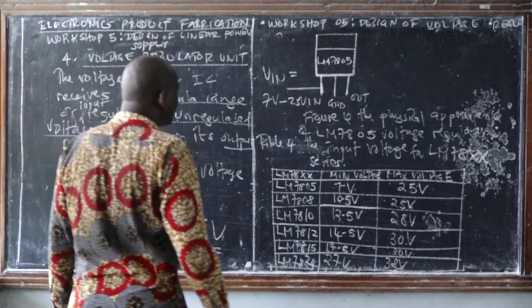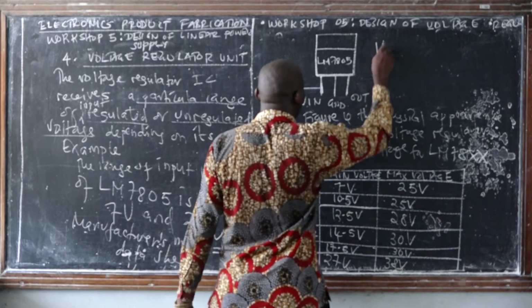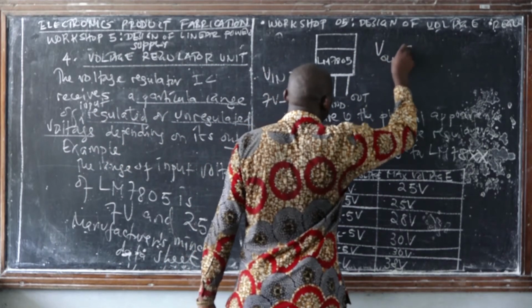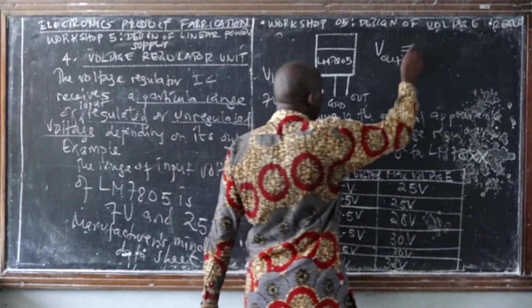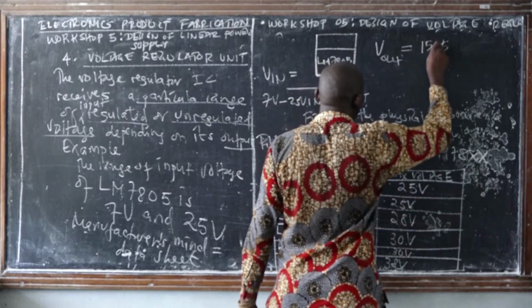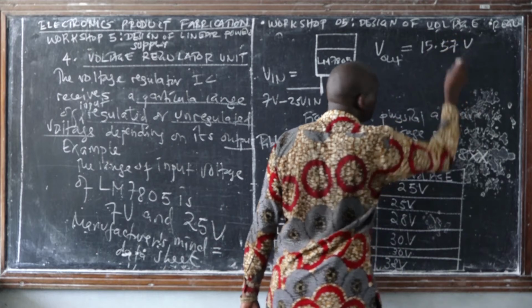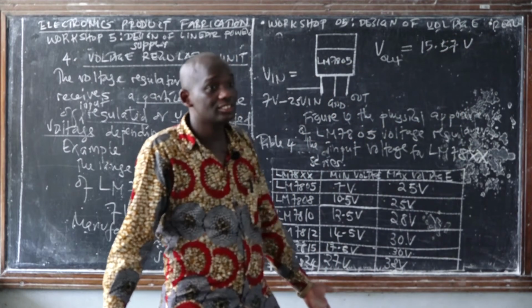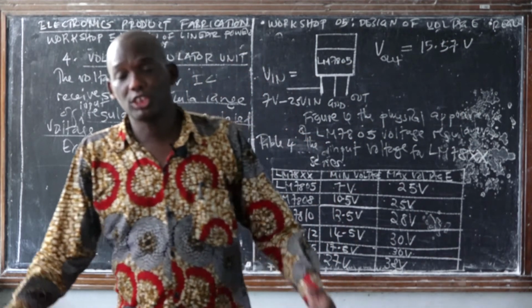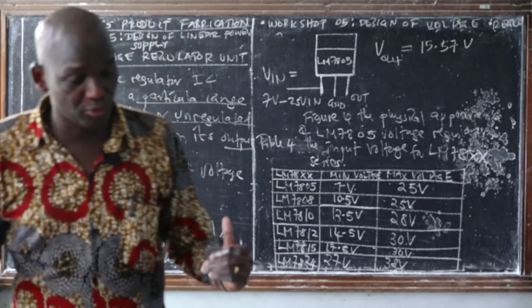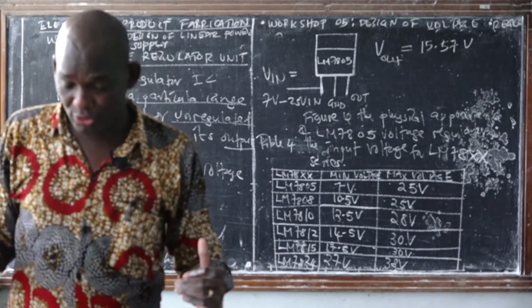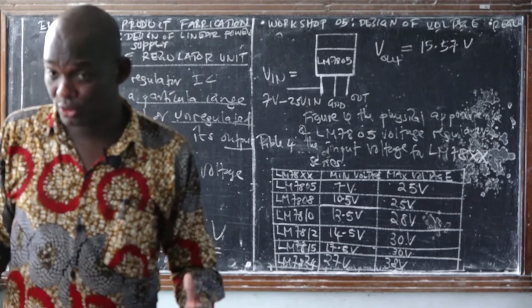For instance, our output voltage of the filter unit is 15.57 volt, according to the choice of our step-down transformer, which provides a root mean square output voltage of 12 volt.